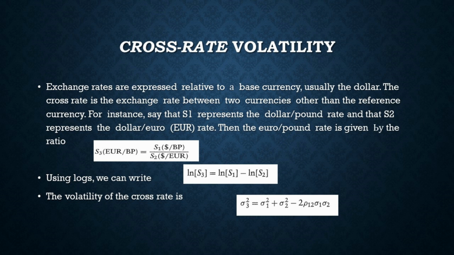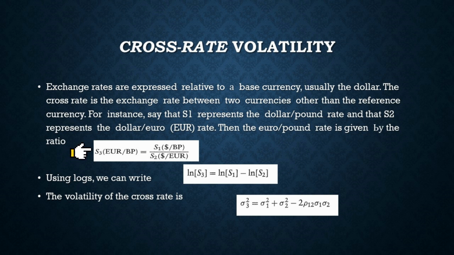Cross-rate volatility. Exchange rates are expressed relative to a base currency, usually the dollar. The cross rate is the exchange rate between two currencies other than the reference currency. For instance, say that S1 represents the dollar-pound rate and that S2 represents the dollar-euro rate. Then the euro-pound rate is given by the ratio, and you have the formula here: S3, the euro-British pound rate, equals S1 divided by S2.